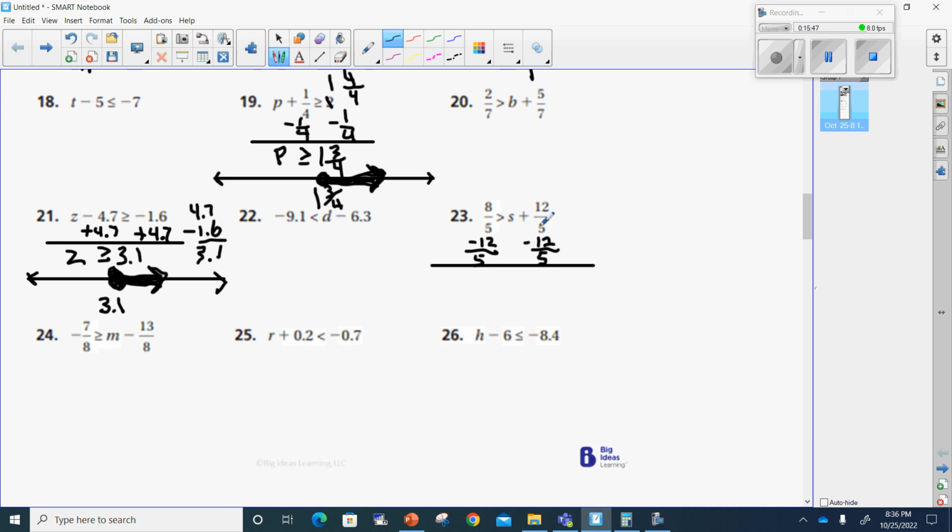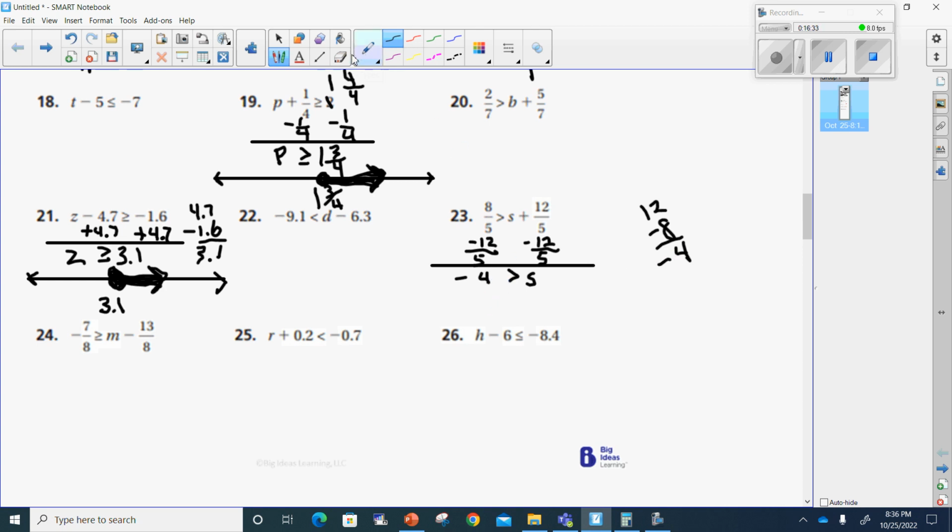All right, now I've got 12 over 5 minus 12 over 5. That's 0. That leaves me s on this side. And the greater than sign comes down. And now I see that I've got negative 12 over 5 combining with 8 over 5. Well, my signs are different. Because I have common denominators, I'm just going to add my numerators, which is the numbers on top. Negative 12 plus 8 is going to be 12 minus 8, which is 4. And then I keep the sign of the bigger number, which is negative. So negative 4.